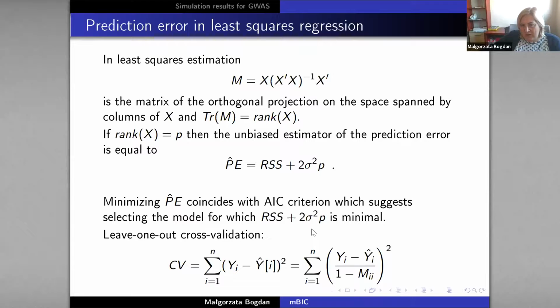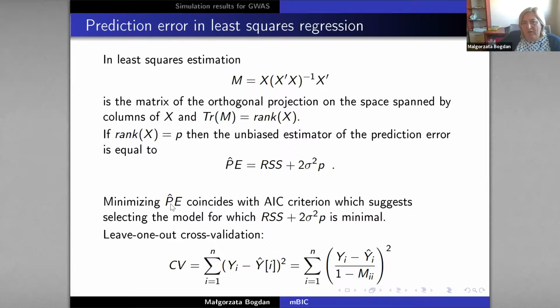So now we have the Akaike criterion. Question: I didn't understand what is p. Small p? P is the number of variables in your model, so the number of columns in your X matrix.